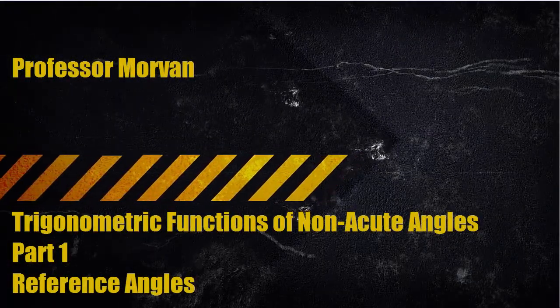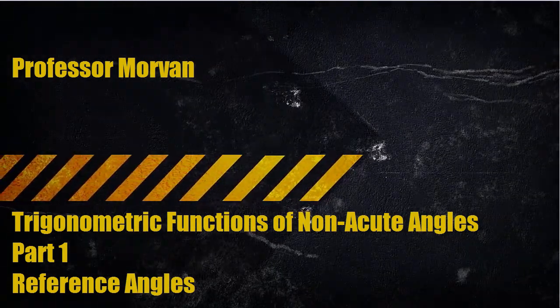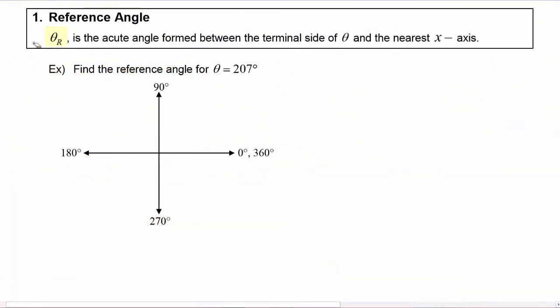In part one of our lesson on trigonometric functions of non-acute angles, we're going to learn about reference angles. The symbol we'll use for reference angle is theta r, and it is the acute angle formed between the terminal side of theta and the nearest x-axis. We know acute means it's going to be between 0 and 90 degrees. We know what the terminal side of an angle is, and we look for the part of the x-axis that is nearest to that terminal side.